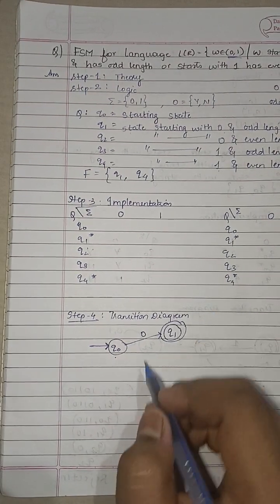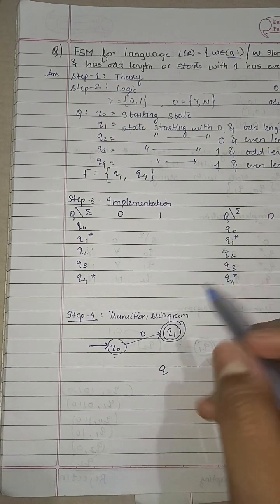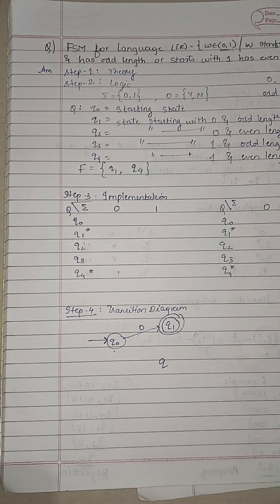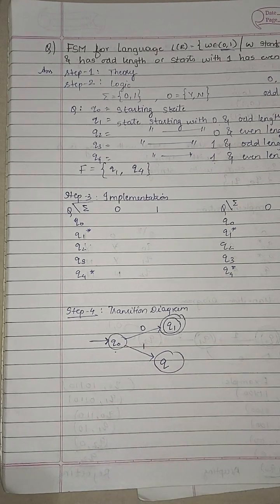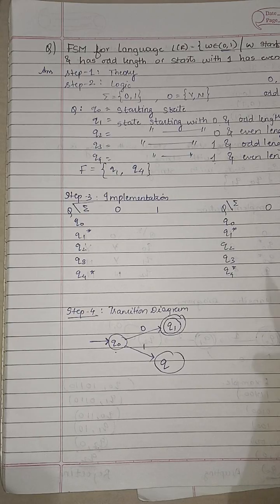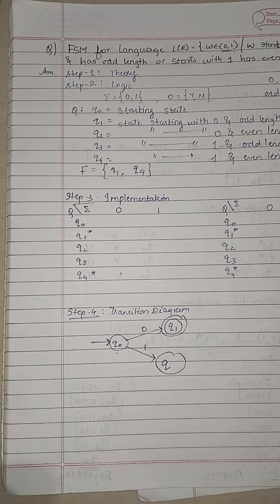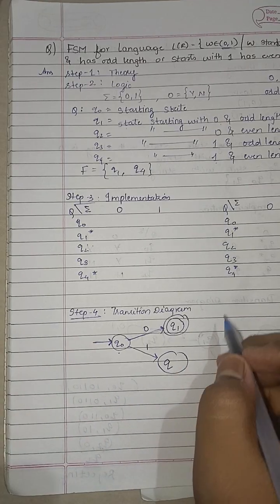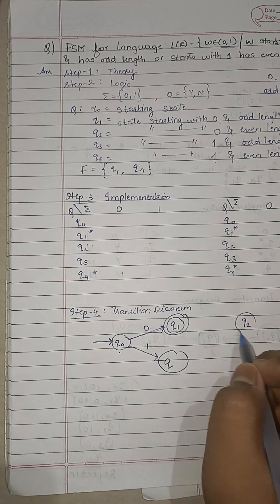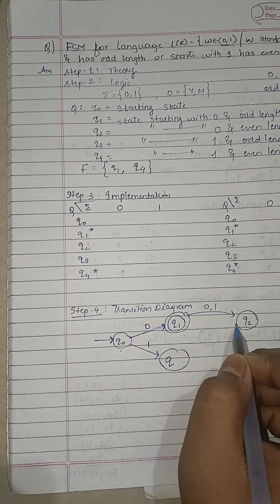I have completed this. Now if it receives 1, then I will pass to a different state. I am writing one state here, and it passes to this one. Now see what the question says: if it starts with 0, it must have an odd length. If it must contain an odd length, then I have to take this state Q2, and I have to make these transitions.